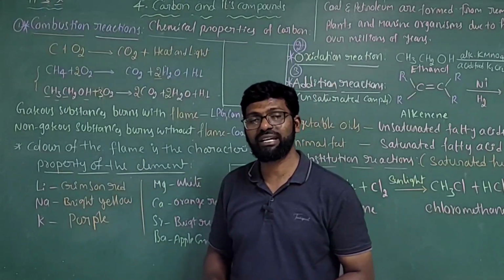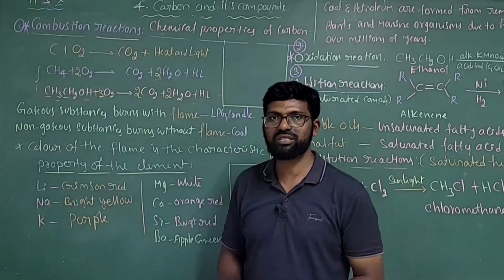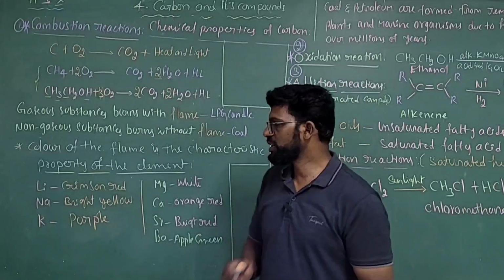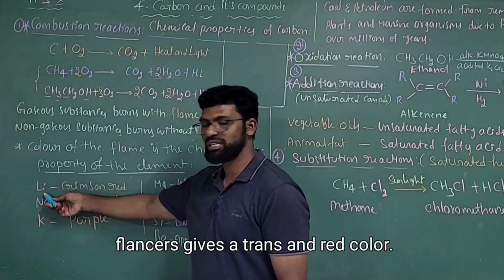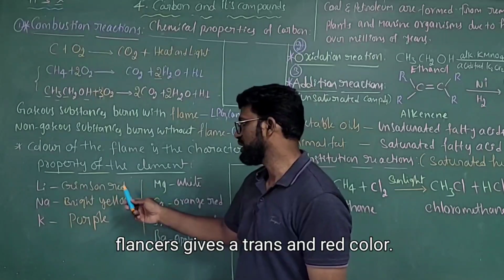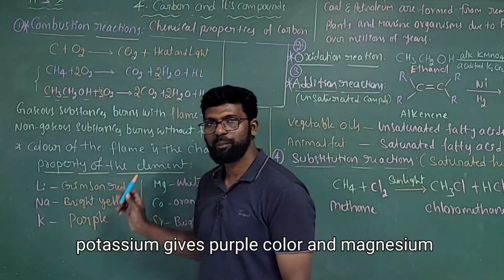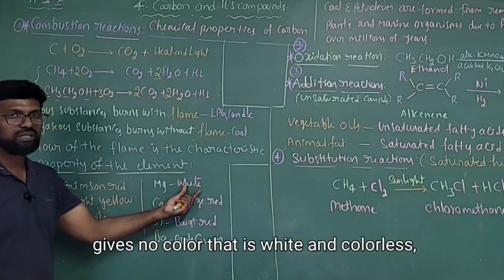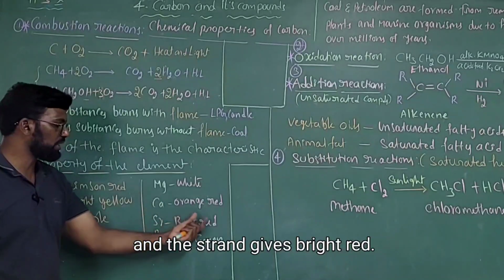Color of the flame is a characteristic property of a particular element. Generally in inorganic chemistry, we identify certain elements by the color of the flame. For example, lithium on flame test gives a crimson red color, whereas sodium gives a bright yellow color, potassium gives purple color, and magnesium gives no color, that is white and colorless. Calcium gives orange red, strontium gives bright red.